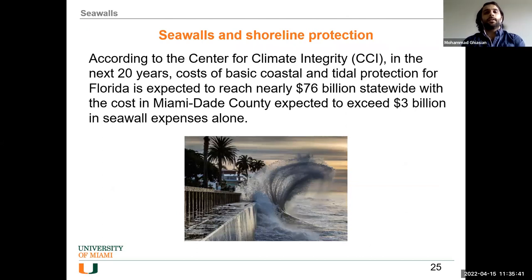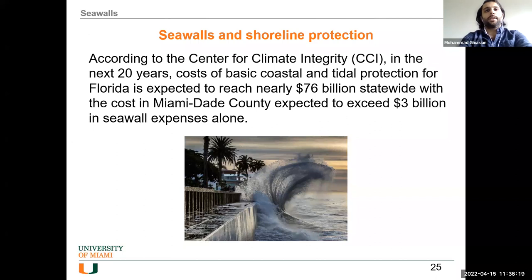Now, after the third part of the research, we also wanted to use the idea of green structures, or green solutions, for coastal protection in the common design of coastal protection in practice, which is the seawall. We know that seawalls are commonly used for protecting shorelines. However, they have some problems. And then we wanted to use the idea of green solutions in the design of this common structure for coastal protection.